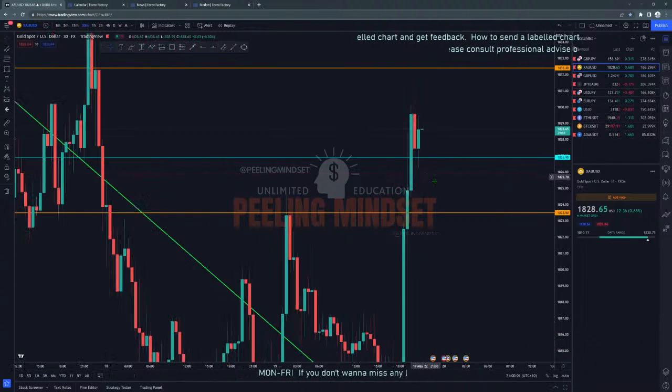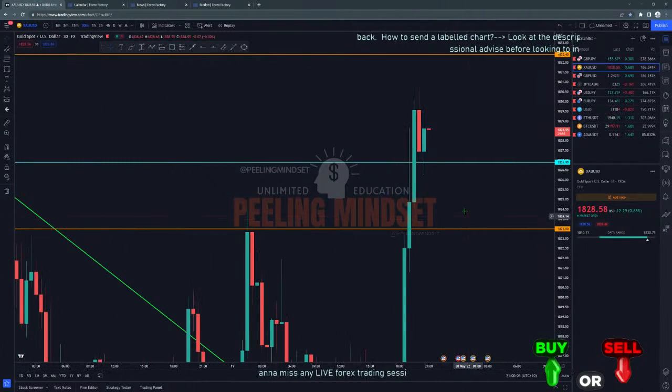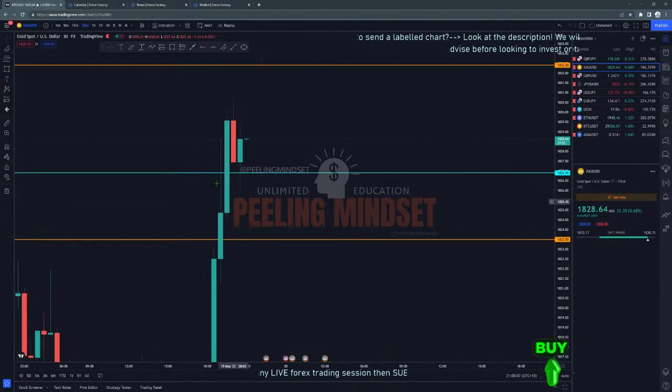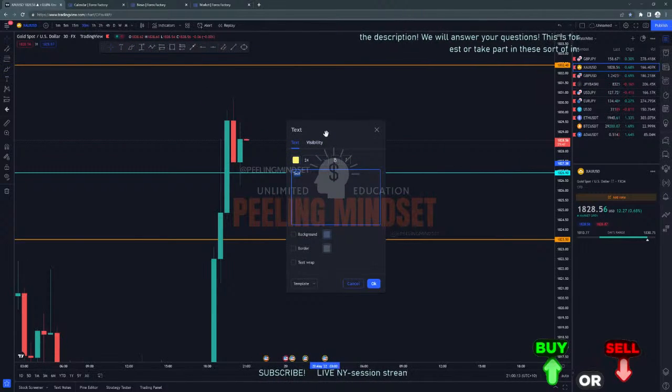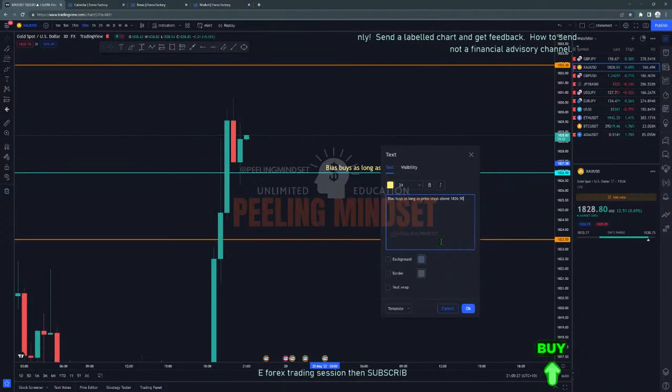Okay, there is a support. We tested at 1826.90, so I think the bias is going to be buy as long as price stays above 1826.90. All right, so what I'm going to do is note this: bias buys as long as price stays above 90.